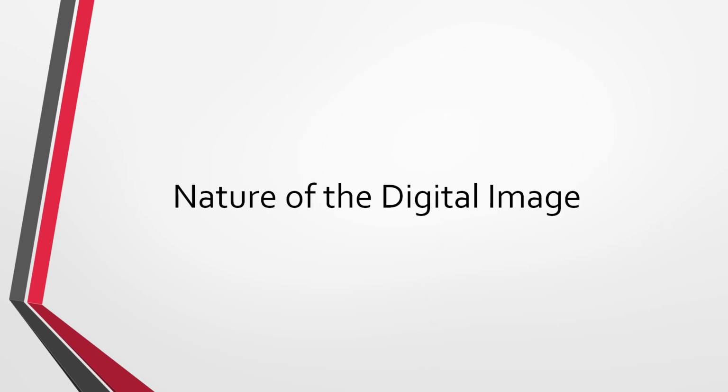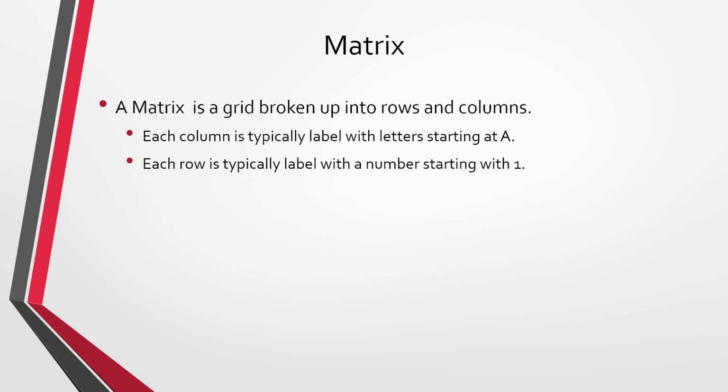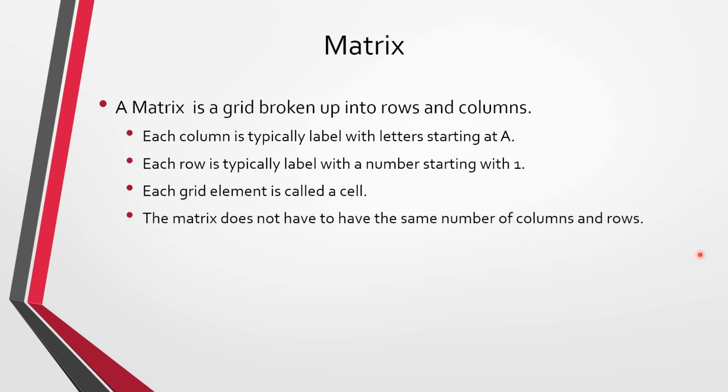Now let's talk about the nature of the digital image. We'll start our exploration of the nature of digital radiology by talking about matrices. A matrix is a grid broken up into rows and columns. Each column is typically labeled with letters starting with A. Each row is typically labeled with numbers starting with 1. A column is vertical, so it goes up and down, and each row is horizontal, so it goes left and right. Each grid element is called a cell. The matrix does not have to have the same number of columns and rows.